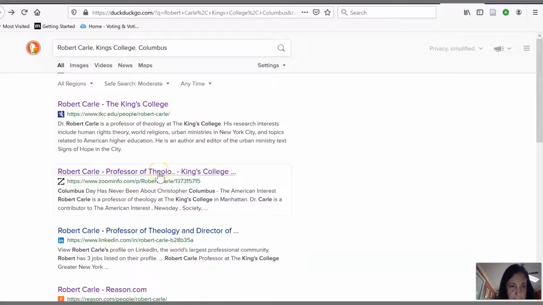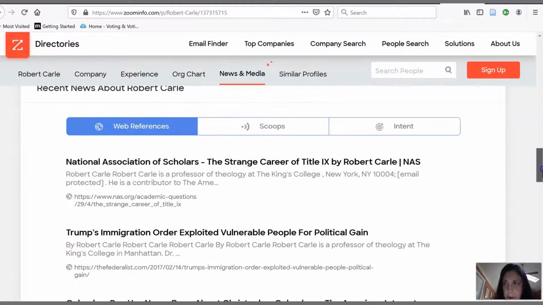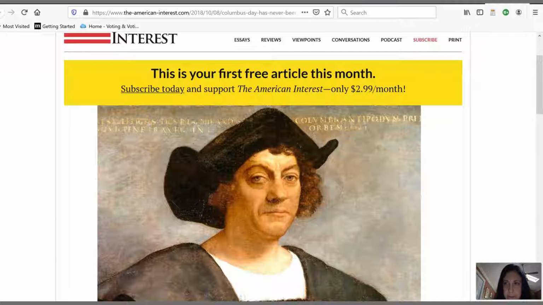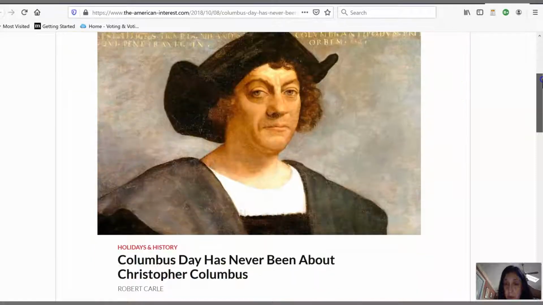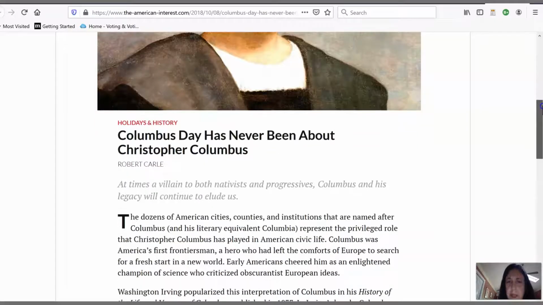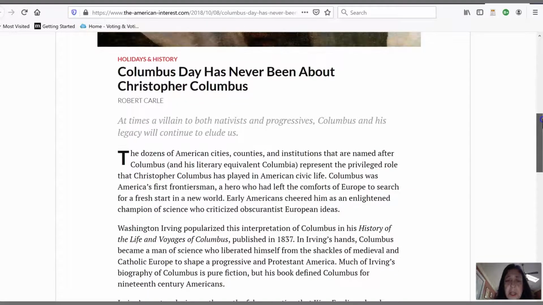I also did a search to see if he's written anything on Christopher Columbus, and I did find one article, which I'll go to right here. I found it in here, right here, let me go right over there. And I do find that he's written for the American Interest, which is a more conservative kind of publication. He wrote a very brief article talking about the holiday of Columbus Day, and at times a villain to both nativists and progressive, Columbus and his legacy will continue to elude us. And so it's not a bad article.